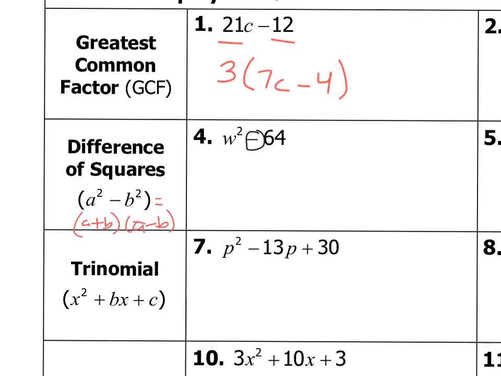So here we have w squared minus 64. We could take the square root of w squared, which would just be w. And we could take the square root of 64, which would just be 8.